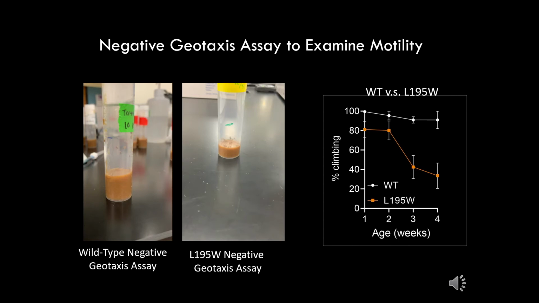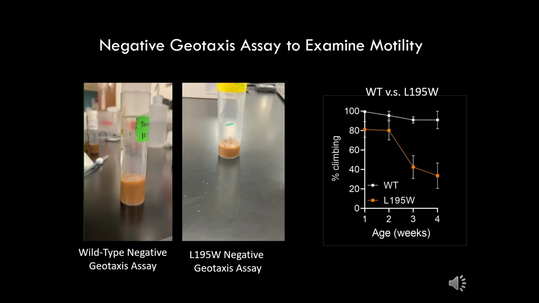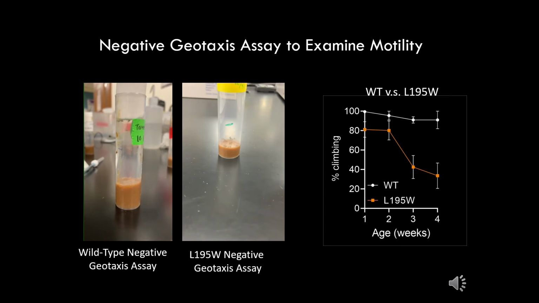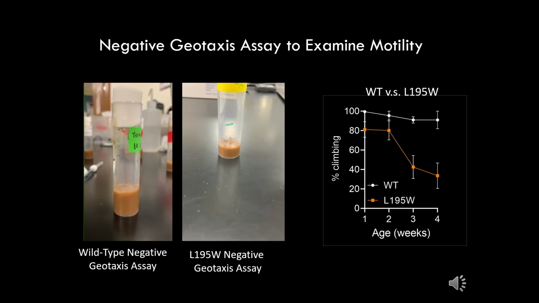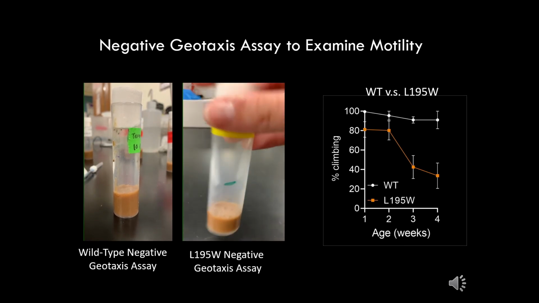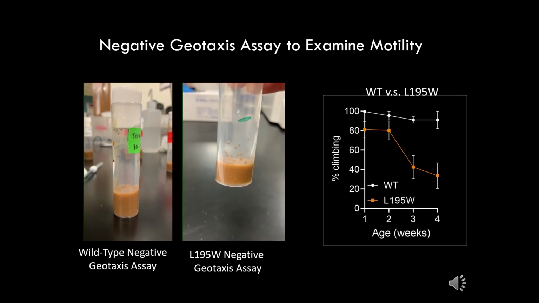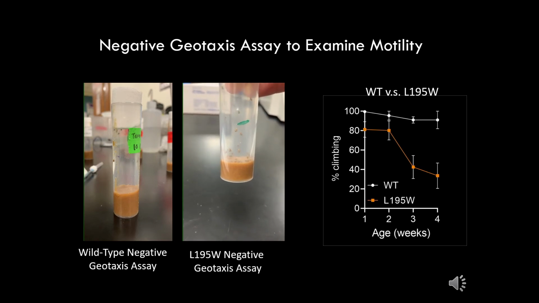Whenever we look at the wild type, what you see is as soon as I start the timer, all the flies go straight up to the top, and you can see they don't have any issues with this. But whenever we look at the mutant, we see something completely different. As you can see with this mutant L195W, they have a really hard time getting up to the top of the vial. Although some of them do end up crossing the line, a lot of them are still struggling. They're almost just stuck to the side of the vial.